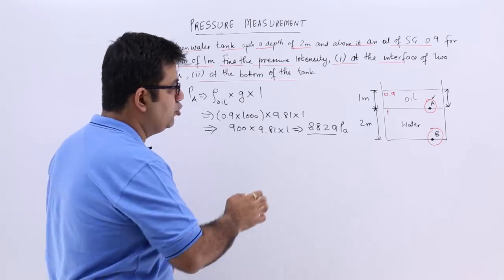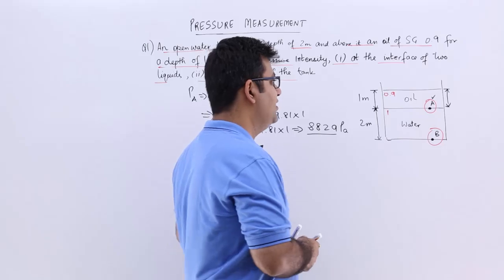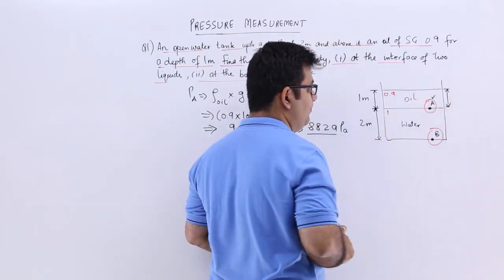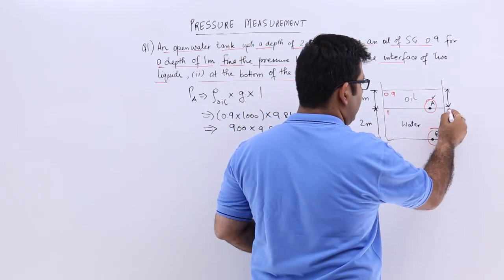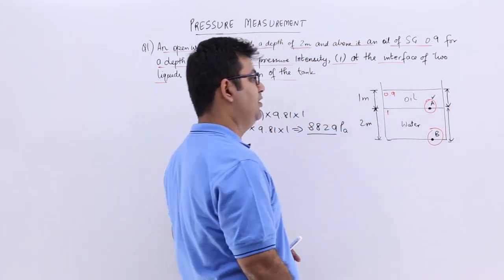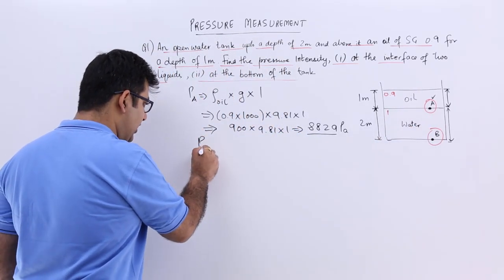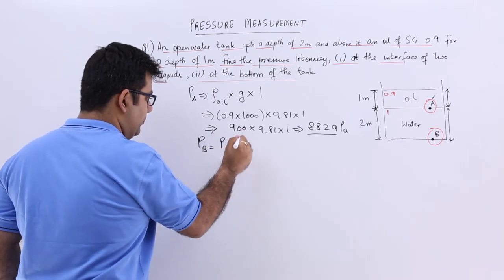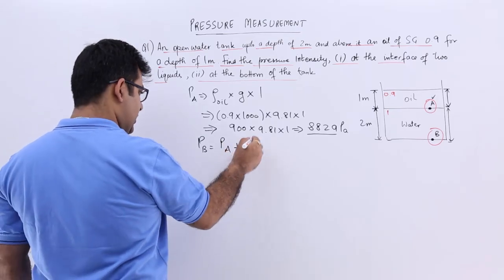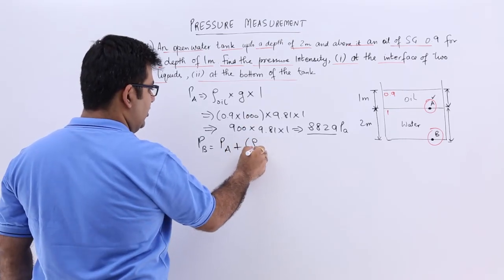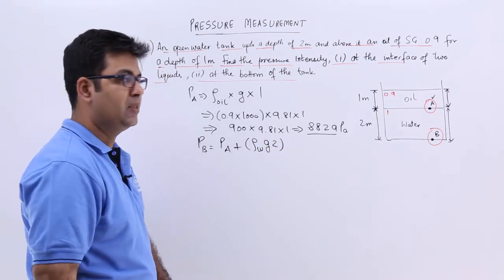So this is the pressure intensity at the interface of the two liquids. Now if you come to the bottom of the tank, there are two kinds of liquids. One is the liquid height of the oil, that is putting some pressure on the interface, plus you have some liquid column height for water, that is putting pressure on point B. So to find the pressure at point B, you will have to add the pressure at point A, which is due to the liquid column height of oil, plus the density of water into gravity into 2 meters.